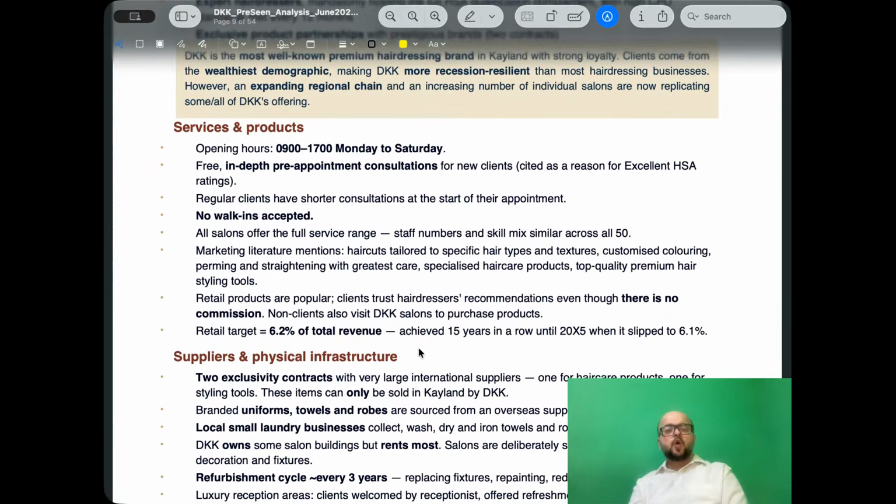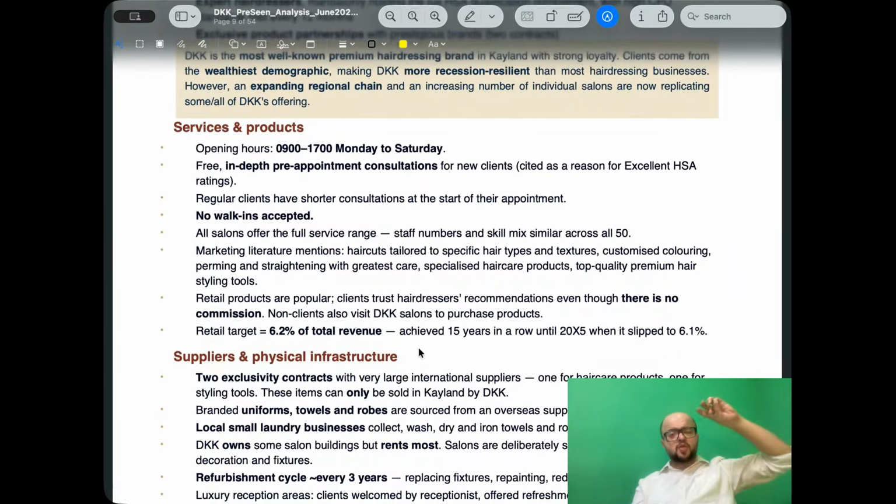Now opening hours are 9 to 5, Monday to Saturday. I would never go, I don't have time for 9 to 5. Free in-depth pre-appointment consultations for new clients are cited as a reason for excellent HSA ratings. Regular clients have shorter consultations at the start of their appointment. No walk-ins are accepted. You have to take a prior appointment here. All salons offer the full service range, staff members and skill mix similar across all 50. Marketing literature mentions haircuts tailored to specific hair types and textures, customized coloring, perming and straightening with greatest care. My God, who has so much time?